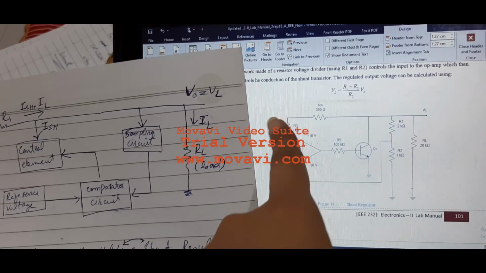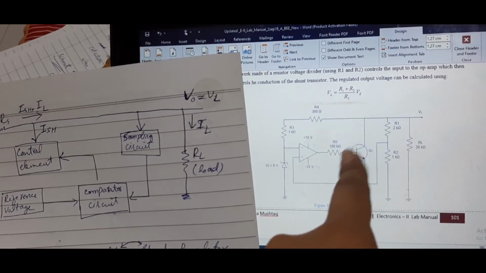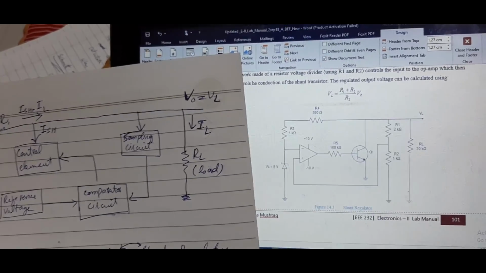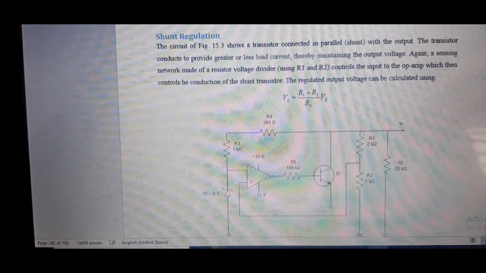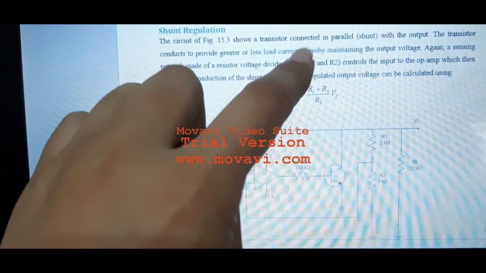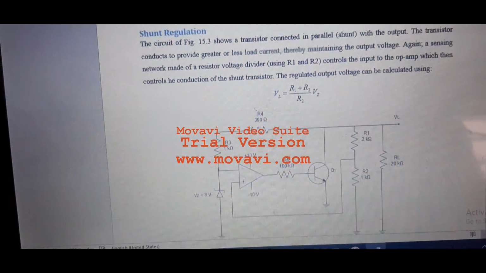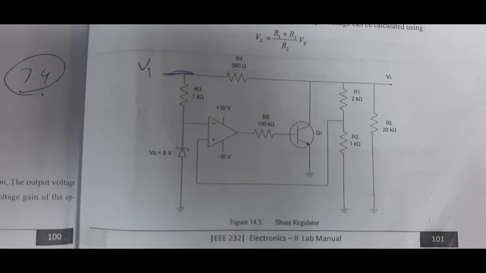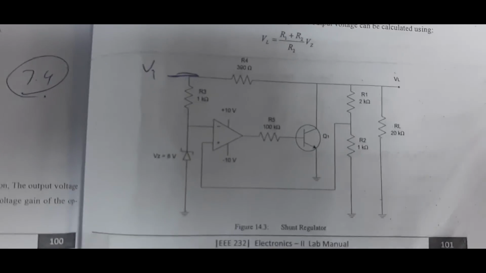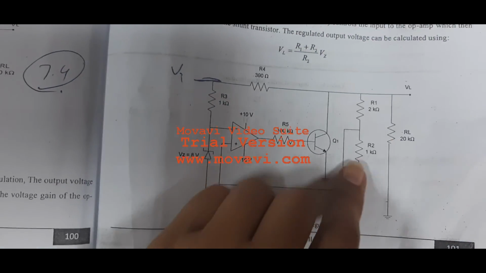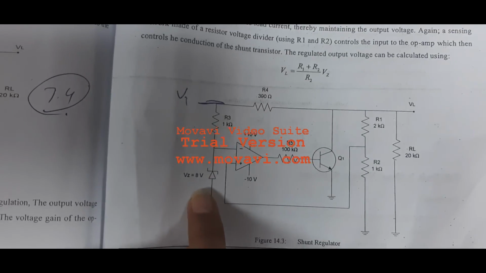By using this resistor, the amount of current given to the load will vary, which will control the output voltage. The value of the output voltage at the load RL is given by this equation, where R1 and R2 are the sampling resistor values. In this circuit, the output voltage is given by this ratio, which is the gain of these resistors, times the voltage of this Zener diode.